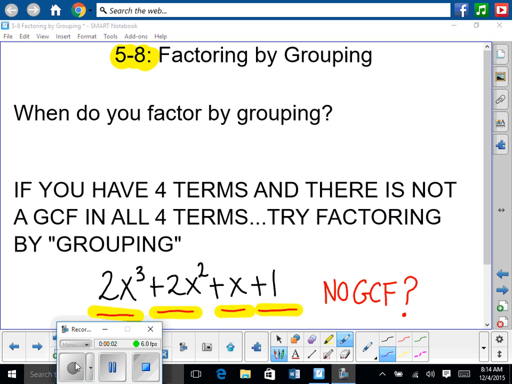Very similar to what we've been doing so far with factoring. But it's going to be a little bit different.